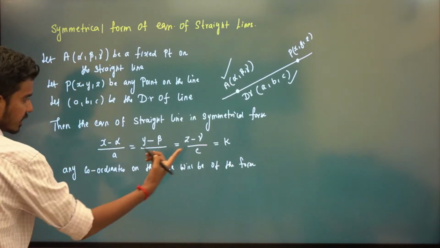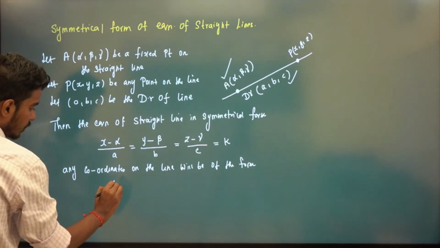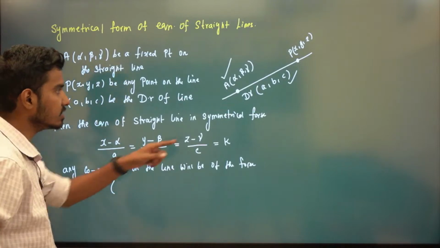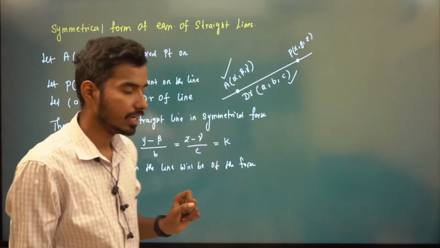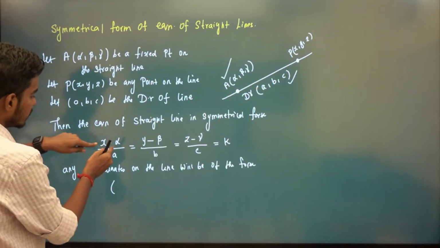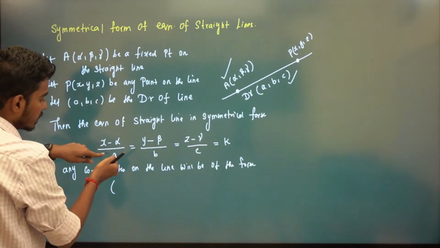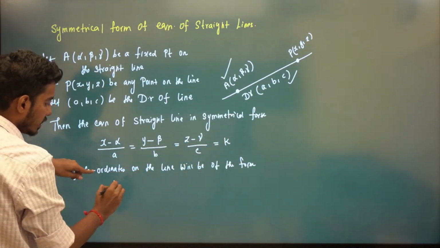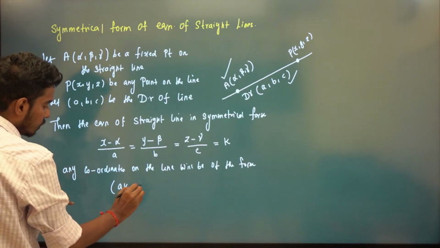See, what is x? x is ak plus alpha. x comma y comma z is any coordinate, this is arbitrary only. Now you solve for x, y, z. So x minus alpha by a is equal to k. That means x minus alpha is equal to ak. So x is equal to ak plus alpha.